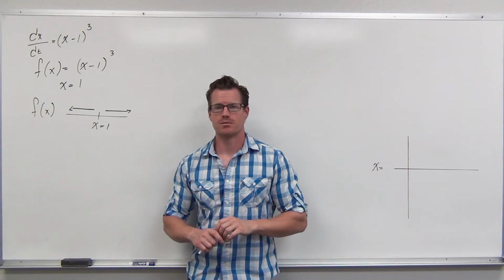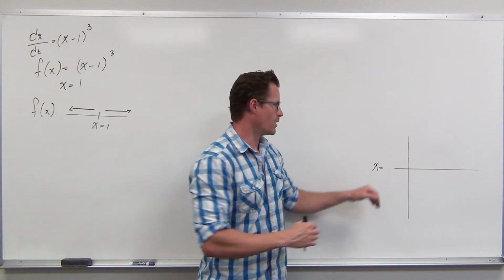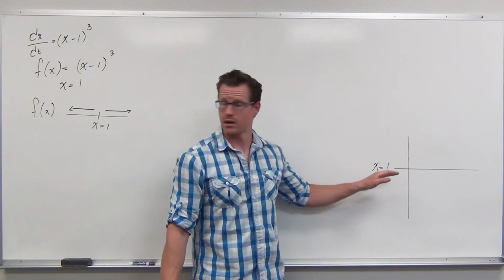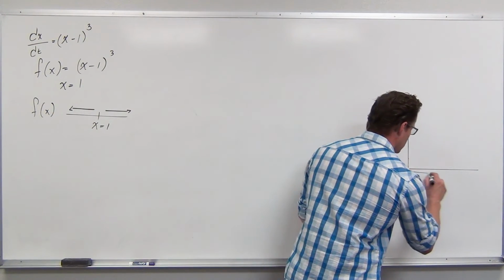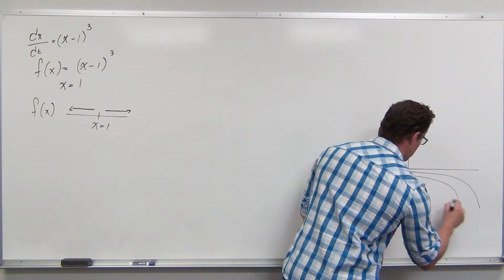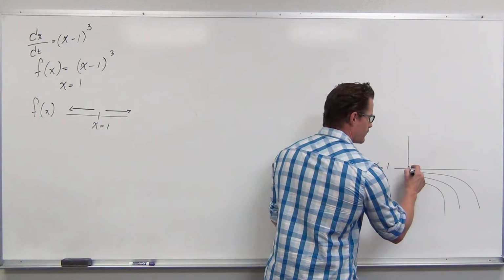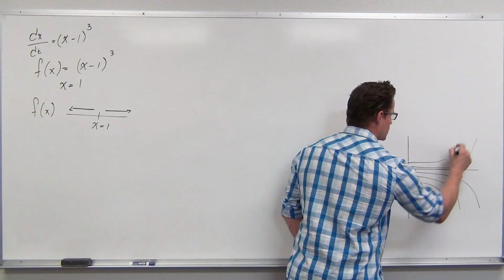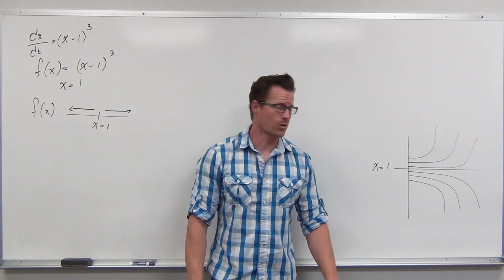That right there is a completely unstable critical point. What that means is that for below x equals 1, we're going to be decreasing. And above 1, we're going to get functions that are increasing. Now, they might look different than this, but in general, that's exactly what we're going to get.